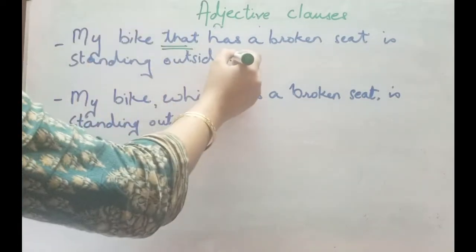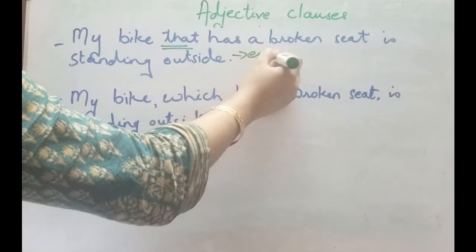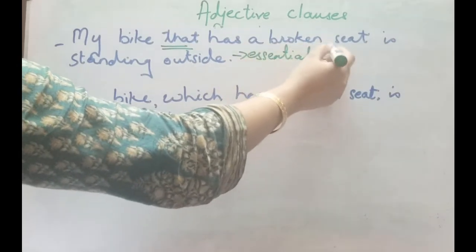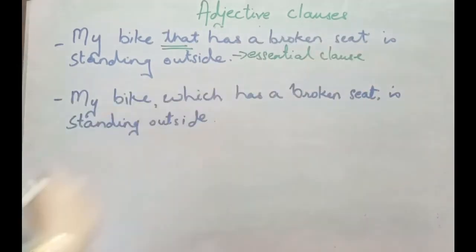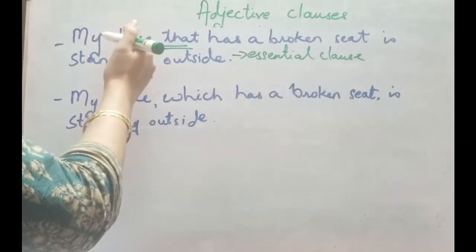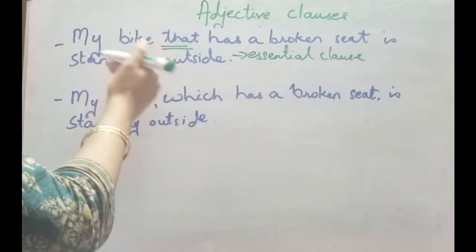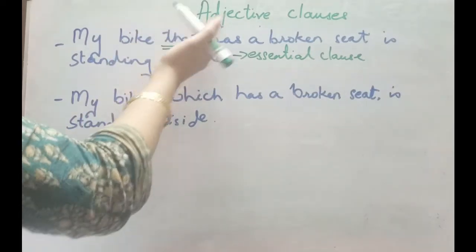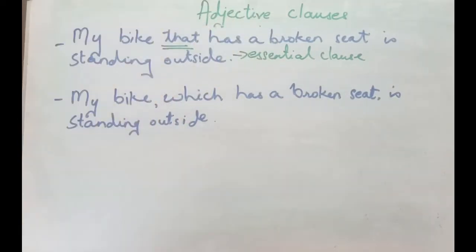This is our essential clause. He is enhancing the term over here that he has got more than one bike, and the one that is specifically standing outside has got a broken seat. So this is our essential clause.